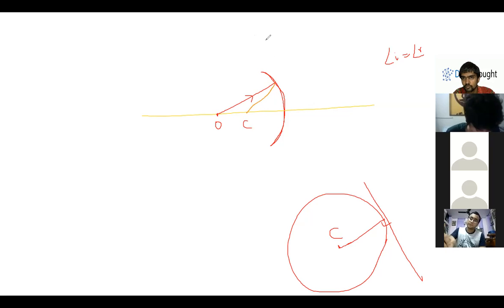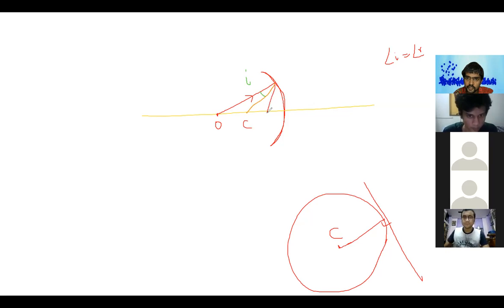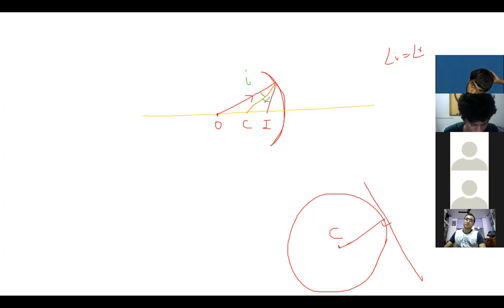So is this my angle of incidence then? So what can I say? How will this ray go? It will go with an equal angle here, right? Now let me call this angle I. So if this is angle I, this is also equal to angle I, correct?